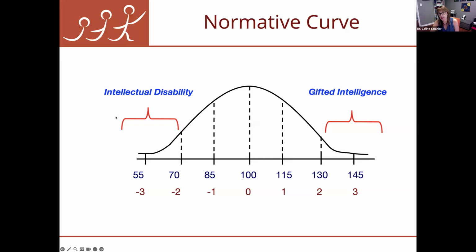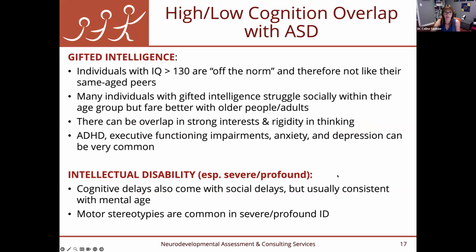What we often forget is that those individuals on the other side of the bell curve, that 2% that's just as off the norm, who have IQs above 130, they're not going to be anything like their peers. They're going to struggle in social situations with their peers because they're nothing like them. They don't share the same interests. They're likely going to get along better with adults because the adults are more on their wavelength of their interests and their intellect. And there can be a lot of overlap then with autism symptomatology.